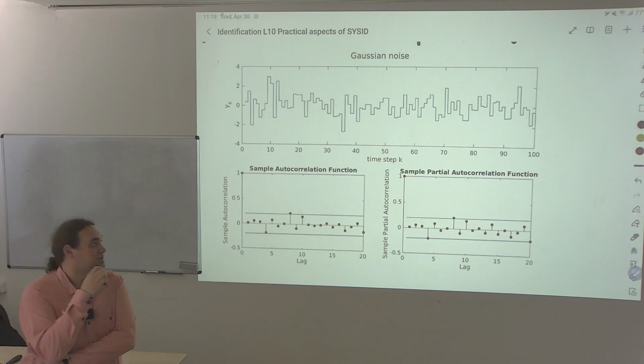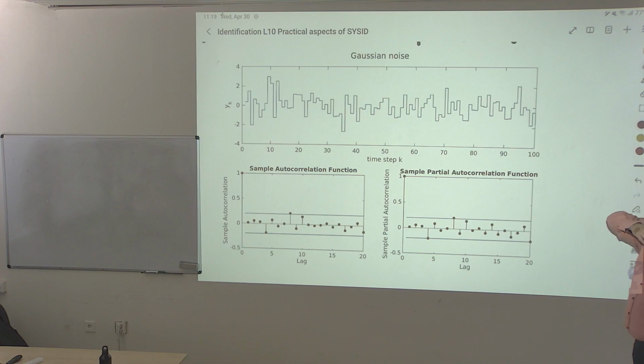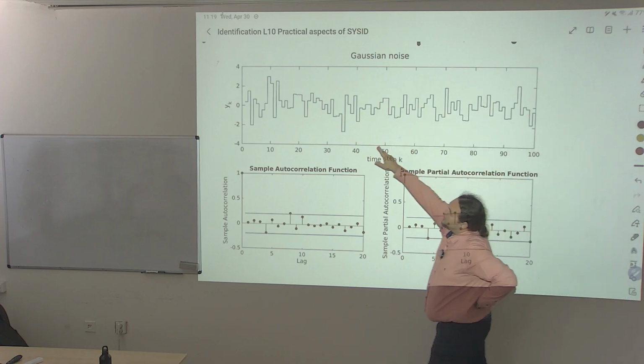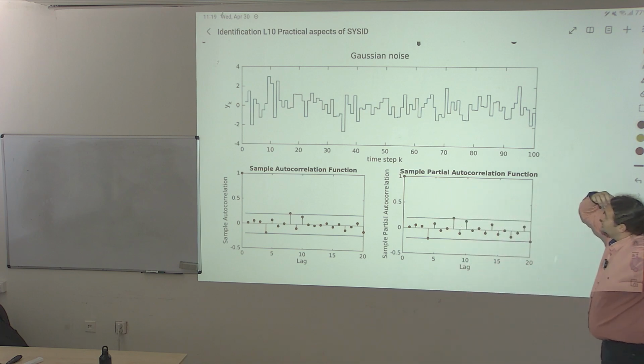First example. This is a plot from MATLAB. You can also get it. We just take Gaussian noise. These are just samples from random noise. You can see the mean is probably around 0 and the standard deviation probably around 1.